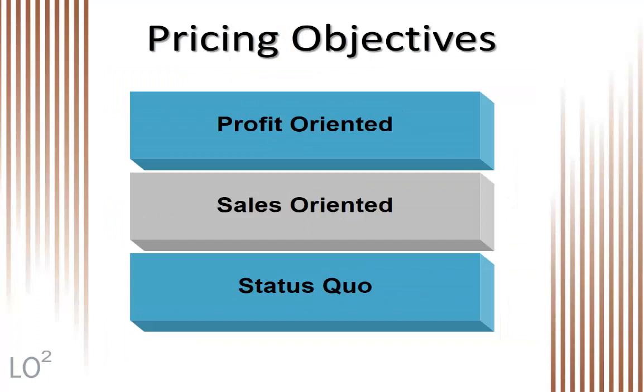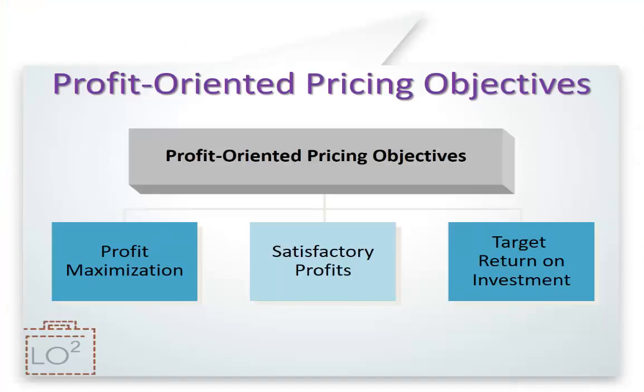Pricing objectives must be specific, attainable, and measurable to survive in today's competitive market. Pricing objectives can be divided into three categories shown above and described in the following slide. First is profit-oriented. Profit-oriented pricing objectives include profit maximization, satisfactory profits, and target return on investment.